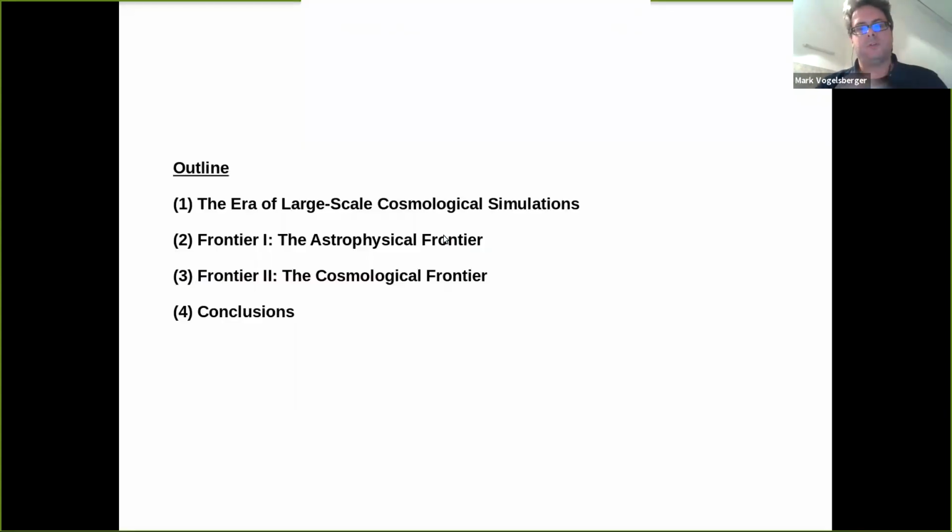Now, what I want to talk about in this talk after this quick intro is three different things. First, I want to talk a bit more about these large-scale cosmological simulations, this top-down approach, so not the Zoom simulations, but really coming from the large volume and uniform sampling, and show you what you can do with these simulations these days. Then I want to talk about two frontiers in computational galaxy formation: frontier 1, which I call the astrophysical frontier, and frontier 2, the cosmological frontier. I will talk more about this later, and then I will have some conclusions at the end.